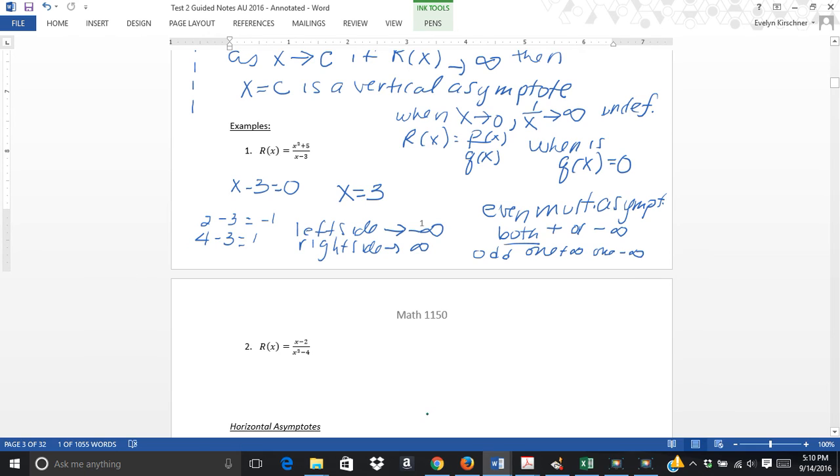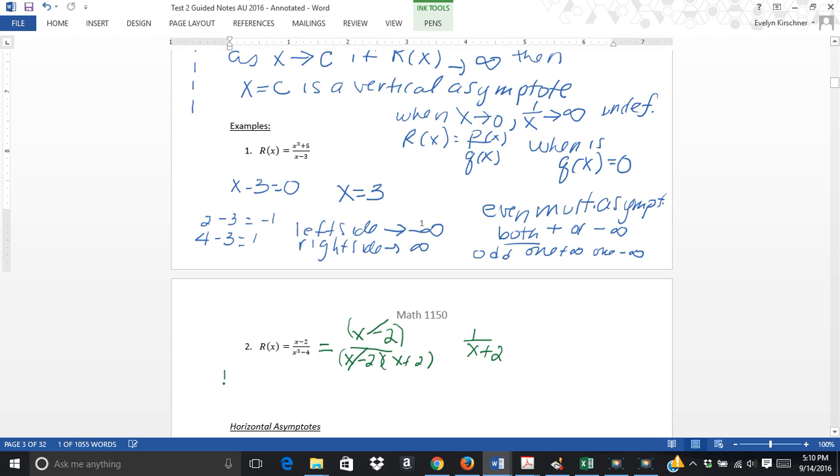So my next example, here I have this. It's a little bit different. What I want to do first always is simplify if possible. So I have x minus 2 on top, and x squared minus 4 is the difference of 2 squares, so that's x minus 2 times x plus 2. And look what happens here. I have an x minus 2 on the top and the bottom, and they cancel out. So that tells me this looks like 1 over x plus 2.